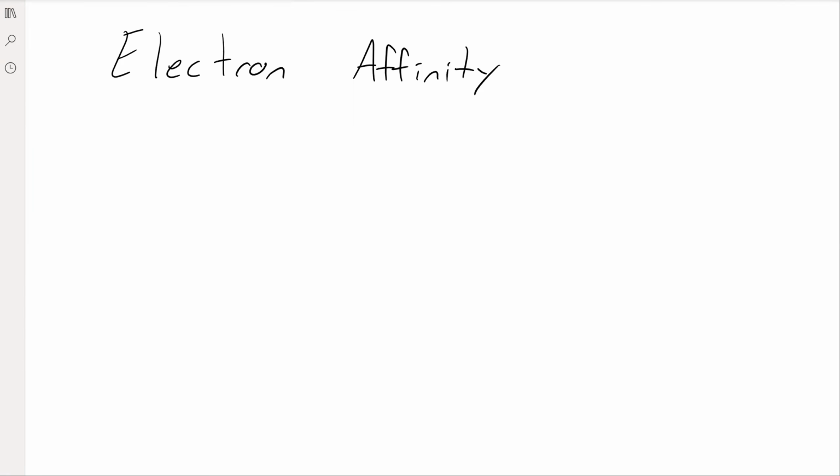All right, our next trend is electron affinity. Electron affinity is kind of the opposite of ionization energy. Instead of taking an electron away, we're going to give the element another electron. So electron affinity is a measure of how much an atom, put in quote, wants to gain an electron.